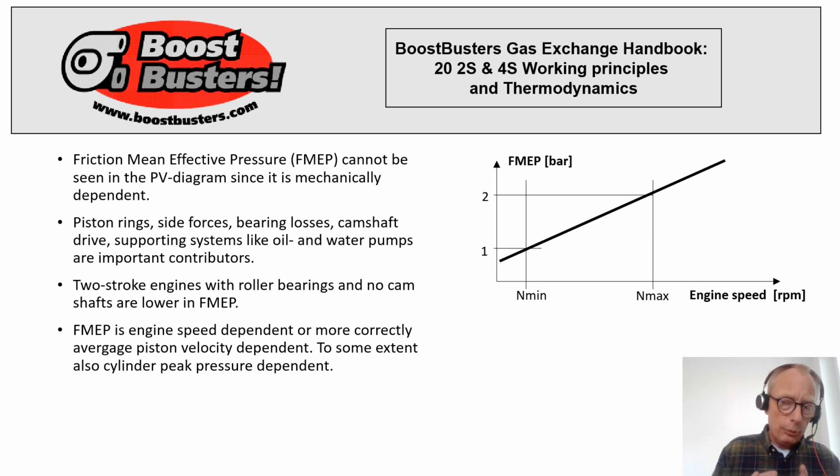Two-stroke engines with ball bearings, not having camshafts, are normally significantly lower in friction mean effective pressure compared to four-stroke engines. Besides being average piston speed dependent, the friction mean effective pressure is also slightly depending on the peak pressure in the cylinder.